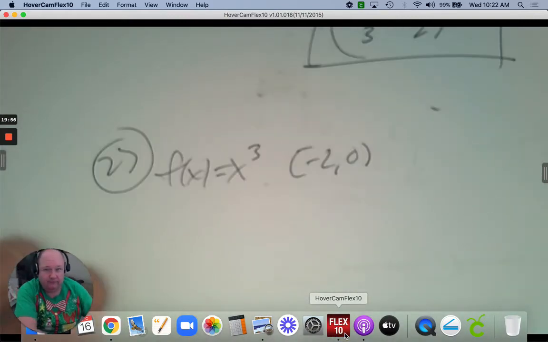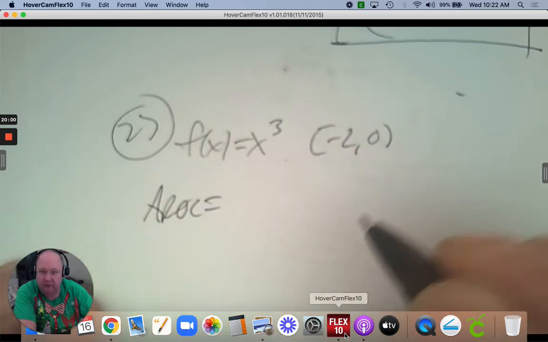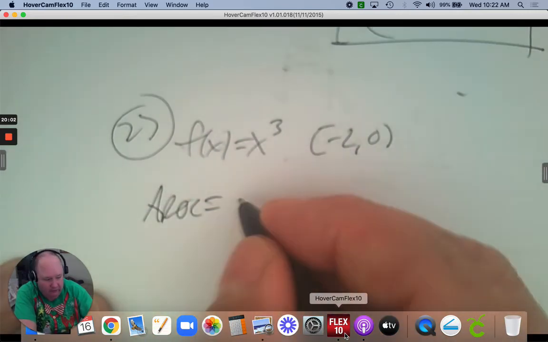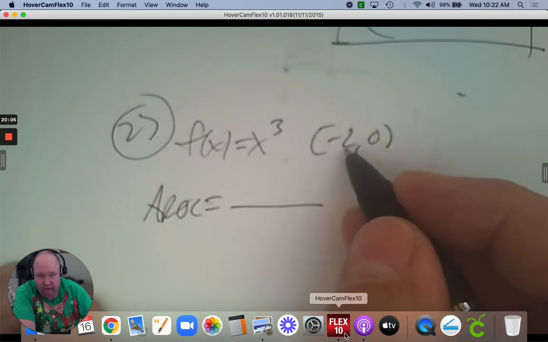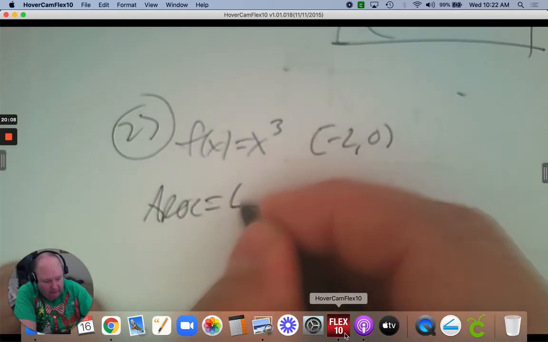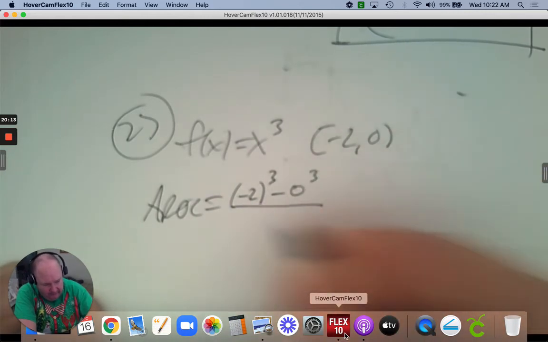So let's do that. For the mean value theorem, first I find a rock. You could find I rock first, but the average rate of change is, these are the x values. So it's y2 minus y1. So we're going to plug -2 in, subtract, plug 0 in, and then subtract the difference of the bounds.